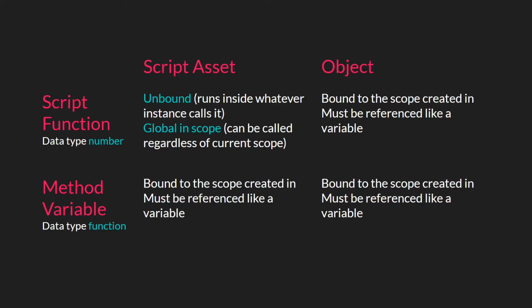But unlike script functions declared in a script asset, which are unbound and global in scope, a script function declared in an object will be bound, just like a method variable, to the scope that it's created in, and has to be referenced like a variable, even though this is very unclear from the name. It also has the data type of number. But this will make a lot more sense if we just switch over to GameMaker Studio and demonstrate these four cases. So let's do that.